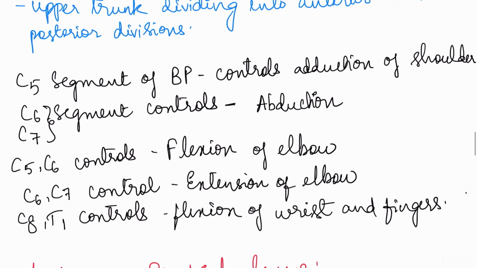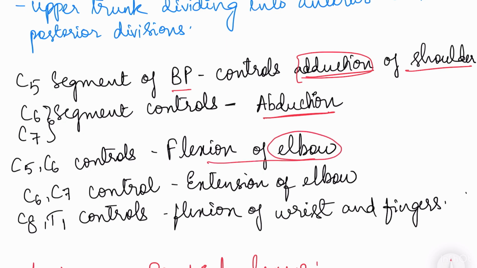Now let's see which segment of brachial plexus does which action in the body. C5 segment of brachial plexus controls adduction of the shoulder. C6 and C7 segment controls abduction of the shoulder, which is quite opposite to the C5 segment. Then we have C5 and C6, which controls flexion of the elbow. C6 and C7 controls extension of the elbow. C8 and T1 segment controls flexion of wrist and fingers.